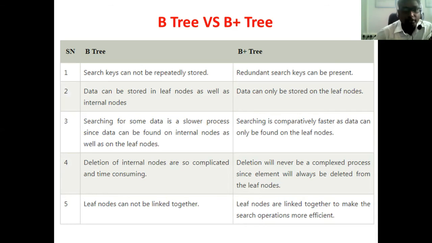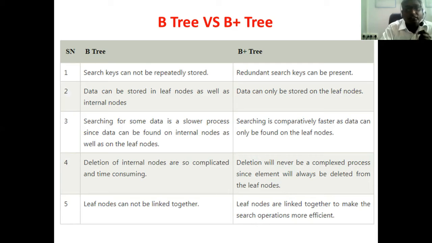After that, the second one: data can be stored in the leaf node as well as the internal node. In case of a B tree, data is stored in the leaf node as well as the internal node. Data आपका leaf node में भी रहेगा as well as आपका internal node के पास भी रह सकता है. But in case of a B plus tree, data can only be stored on the leaf node. B plus tree में आपका data जो store होगा वो सारा leaf node पे रहेगा.